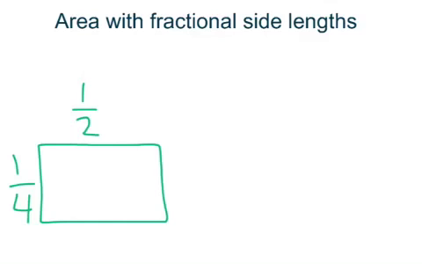Now, what we're going to do here is essentially the same thing, but it's going to look slightly different. Just like we did before with the first example, we multiply one side length by the other to see what our answer is going to be. We can do the same thing here. We can do 1/2 times 1/4 and find out what our answer is going to be.